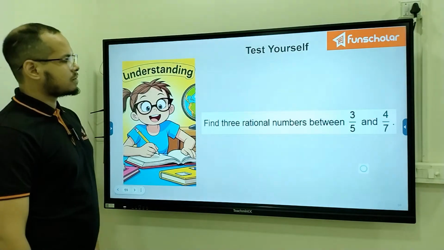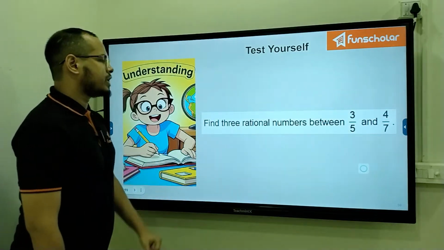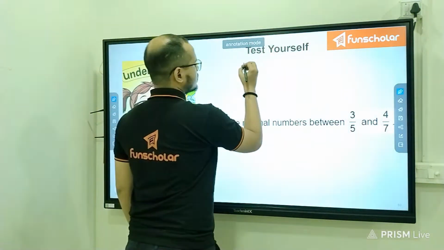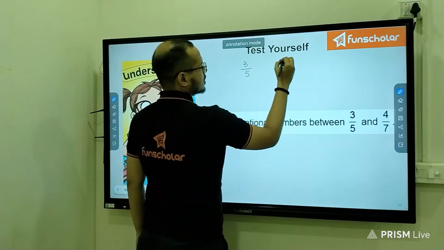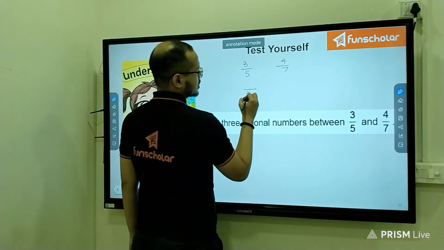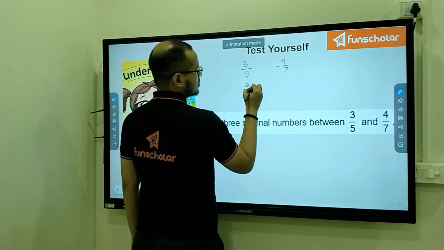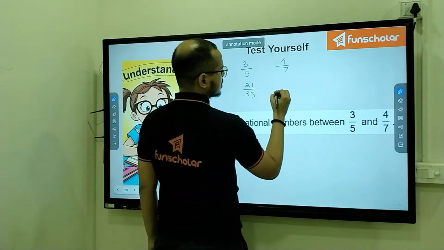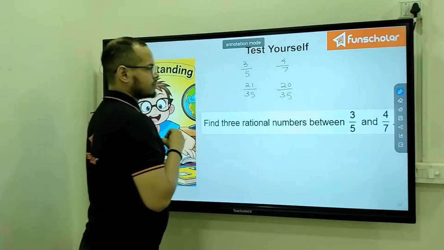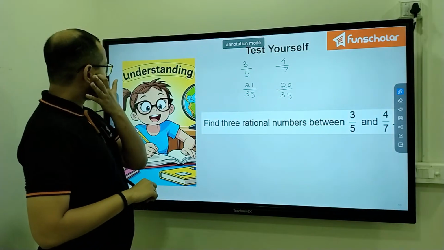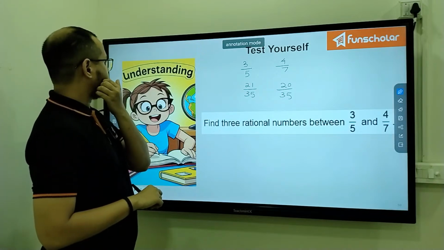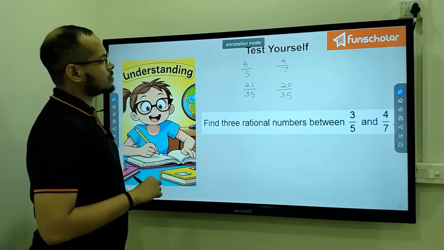Now the last sum, probably. Find three rational numbers between 3 by 5 and 4 by 7. Let's solve it step by step. So I have the numbers 3 by 5 and 4 by 7. First step, make the denominators the same using the LCM. So I have 35, 21, and here again 35, 20. Let me check if I did it correctly or not. 5 7s are 35, 7 times 3 is 21, 7 5s are 35, 4 5s are 20.